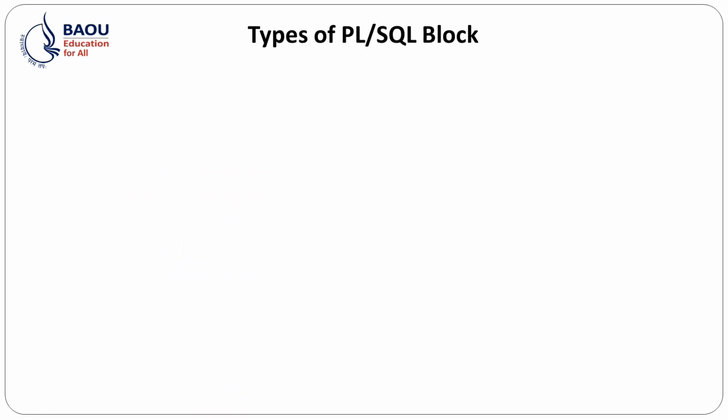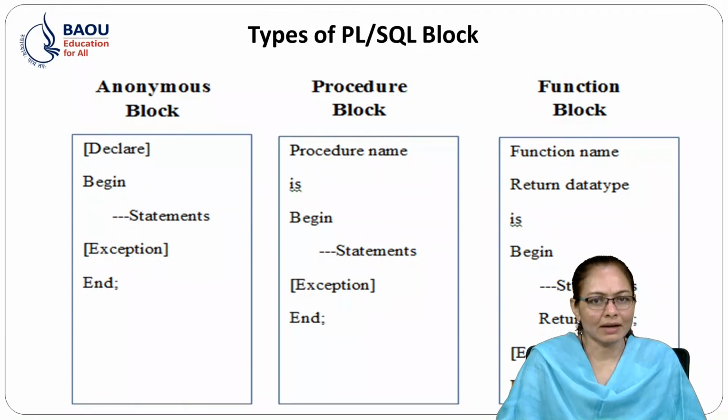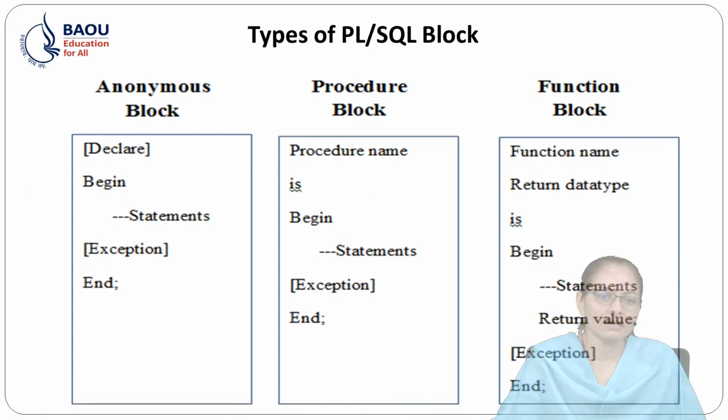Now, types of PLSQL blocks. There are 3 PLSQL block types as shown in the figure. PLSQL is a block structure language. The unnamed blocks are called anonymous blocks, and the named blocks are called procedure or function blocks, that is, subprograms.